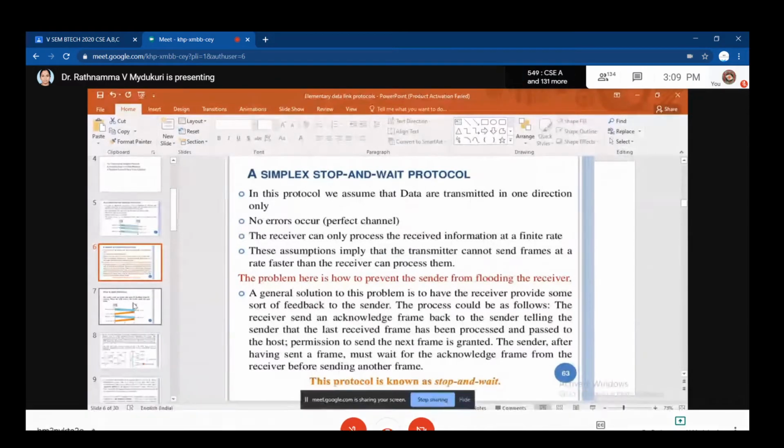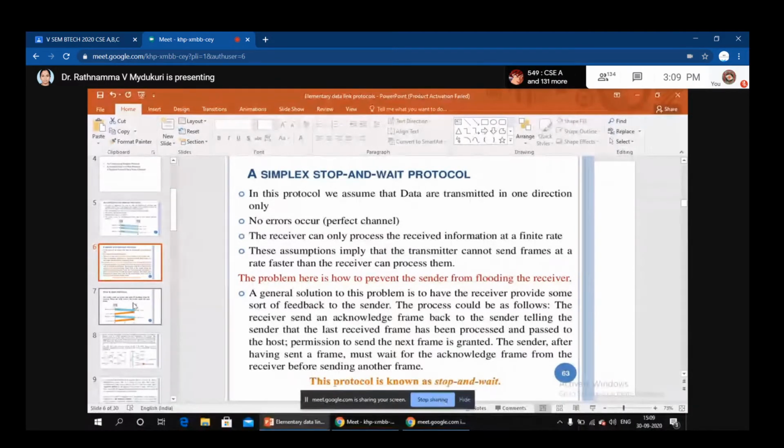So how to overcome this problem? This problem can be overcome by sending a feedback to the sender. Not only this, the receiver can send an acknowledgement frame so that the sender is going to know how many frames have been received by the receiver. Otherwise, the sender doesn't know whether that frame has been received by the receiver or not.